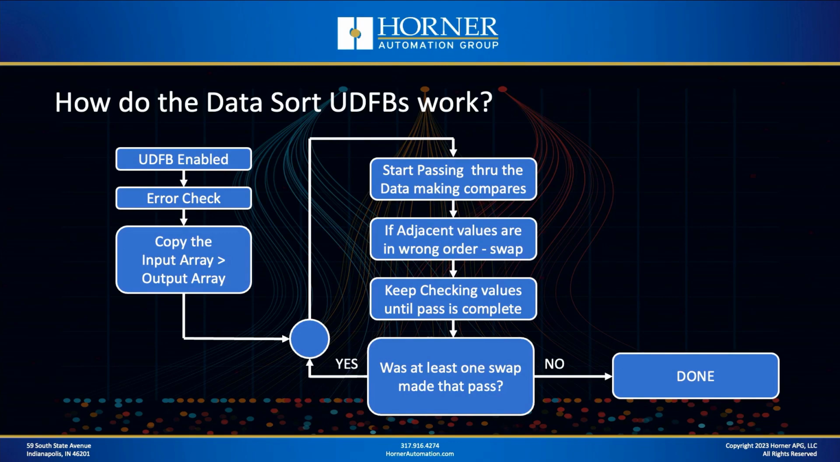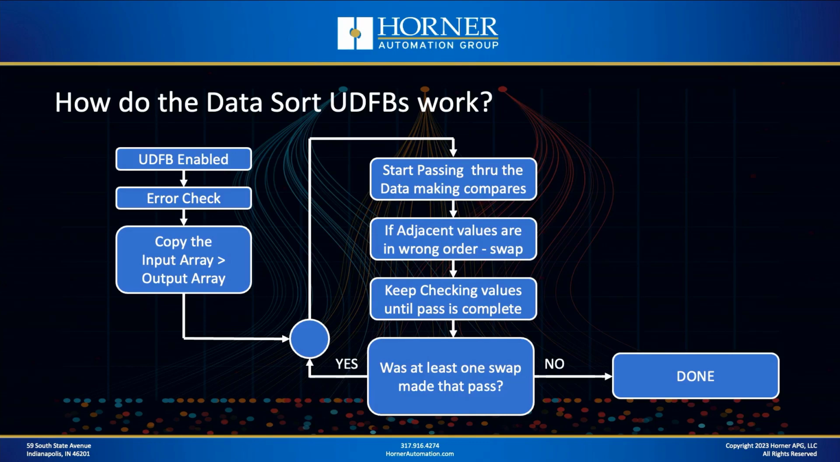Here's kind of a schematic view of what's happening inside the block. As soon as the block is enabled, it performs an error check, and then provided the length parameter is set appropriately, it starts out by taking the input array data and copying it to the output array. So again, it doesn't touch the input array data. It just uses it as the initial source of all the data.